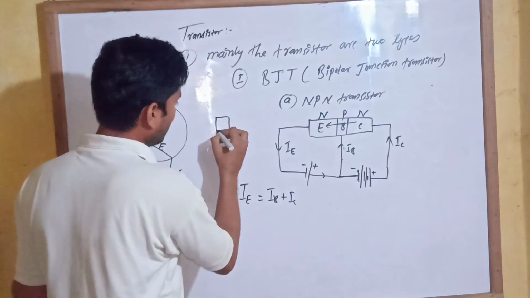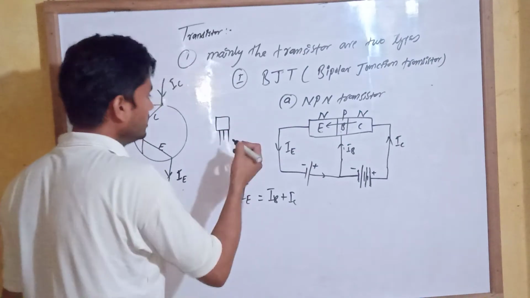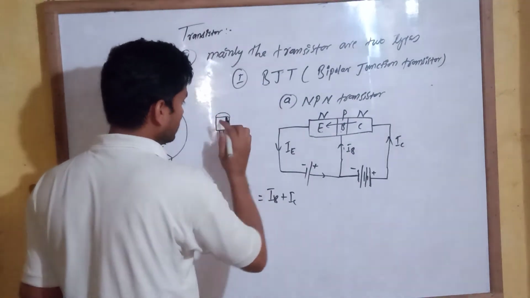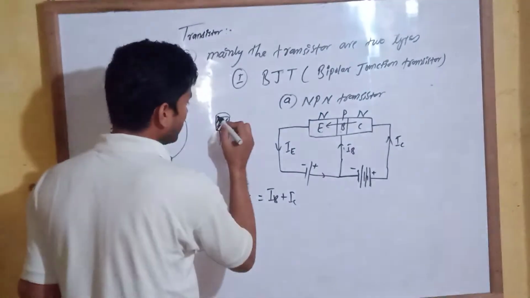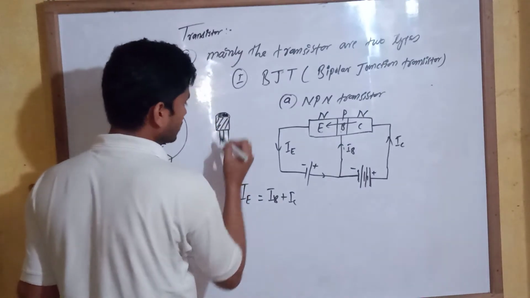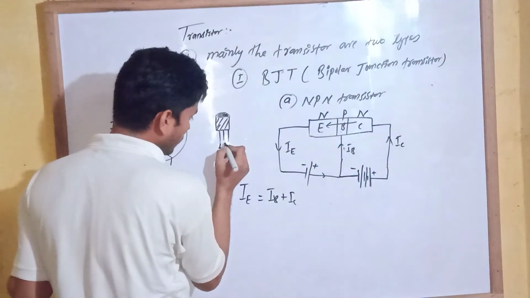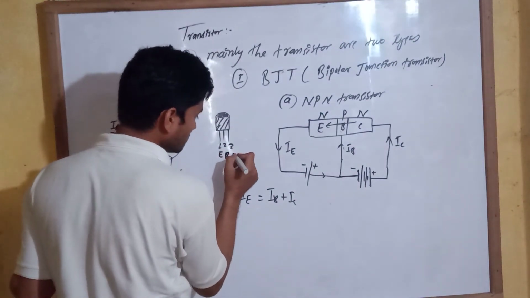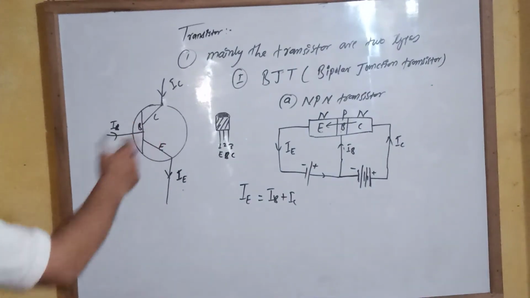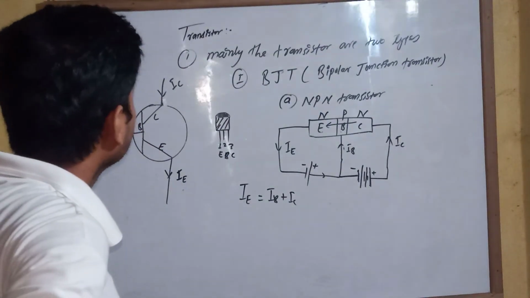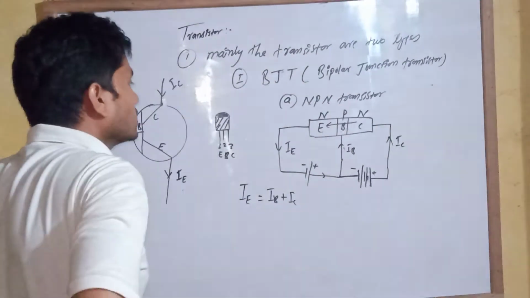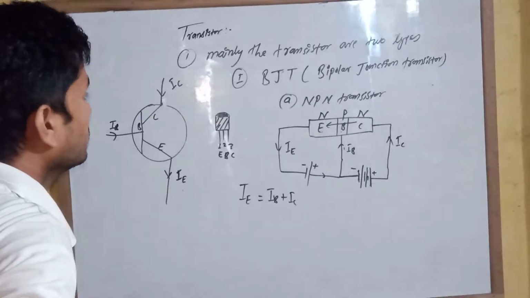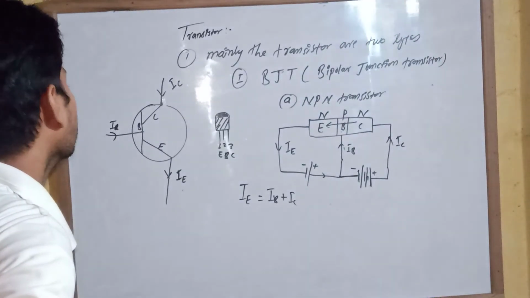Suppose it consists of three terminals and a little bit round shape, and there is a flat shape here, and the back portion is totally black. It is also denoted by 1, 2, 3, or emitter, base, collector. This is also a general diagram of our NPN transistor. Yes, this is also one kind of NPN transistor.